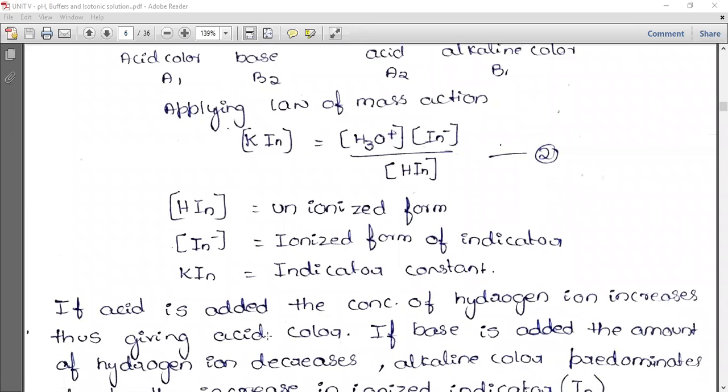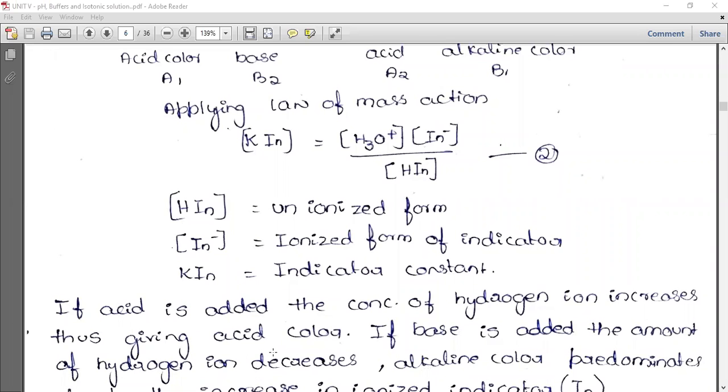Okay. So just imagine we are adding acid. On adding acid, what happens? We are directly introducing H plus ion. Yes or no? Because we are adding acid, acid has H plus ion with it. So indirectly we are introducing H plus ion, or the concentration of H plus ion increases, right? Thus giving an acid color. Because we are directly introducing an acid which indirectly increases the H plus ion, whatever color we get is nothing but acid color.